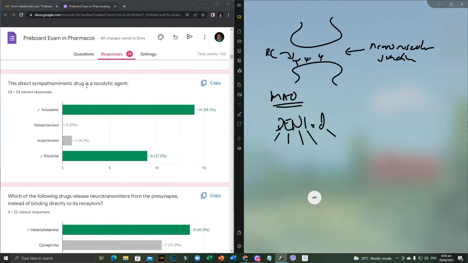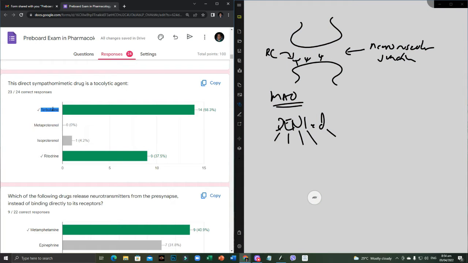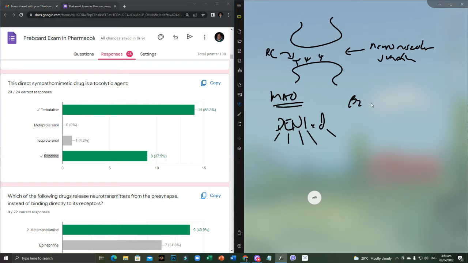Then, this direct sympathomimetic drug is a tocolytic agent. So there are two answers for this one, class. Terbutaline and ritodrine, both of which are beta-2 agonists. So in the Philippines, class, normally we use terbutaline. Ritodrine, in other countries, they have this. I haven't seen this yet in the Philippine market. But both of which, class, are beta-2 agonists. And as you all know, beta-2 agonists are considered to be tocolytic. When we say tocolytic, class, it prevents premature labors.